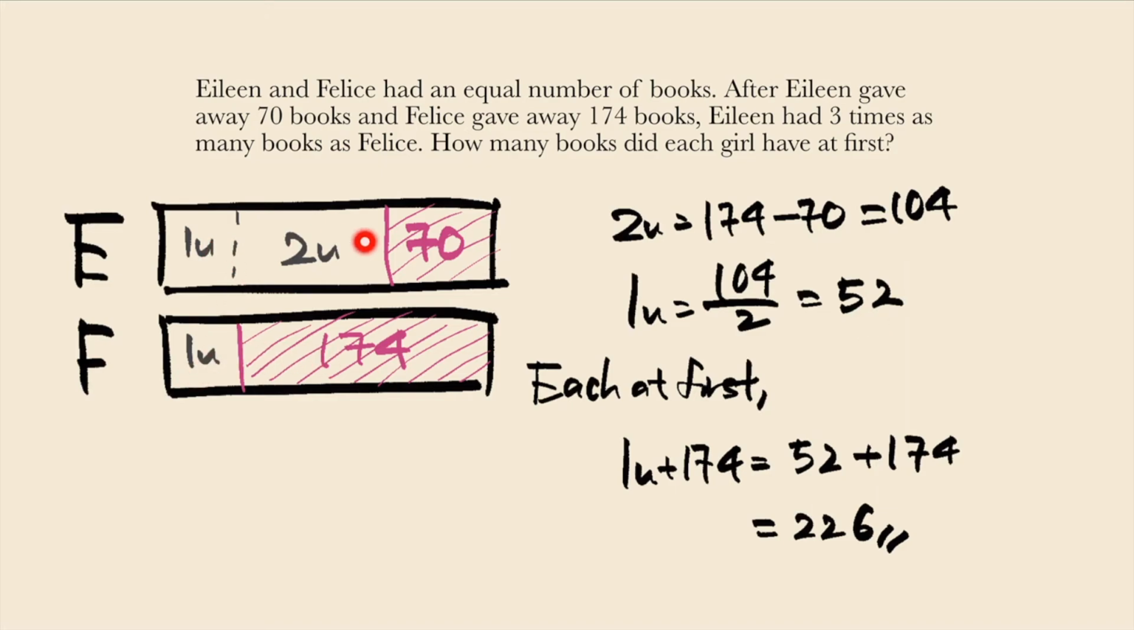How many books did each girl have at first? So each girl at first had an equal amount, so it doesn't really matter. Well, this looks simpler to me, so I'm just going to find 1U plus 74, which is 226.